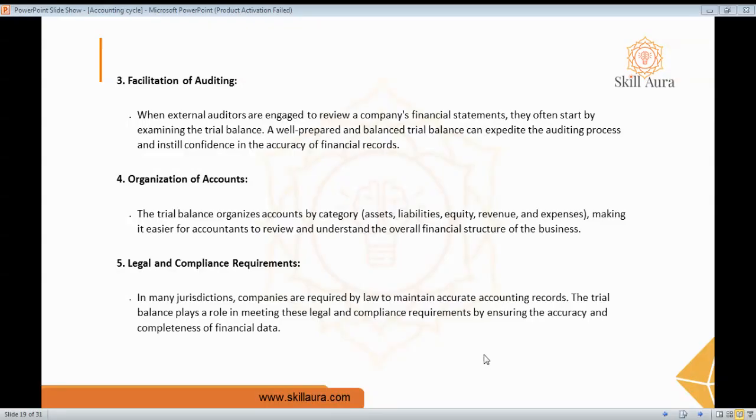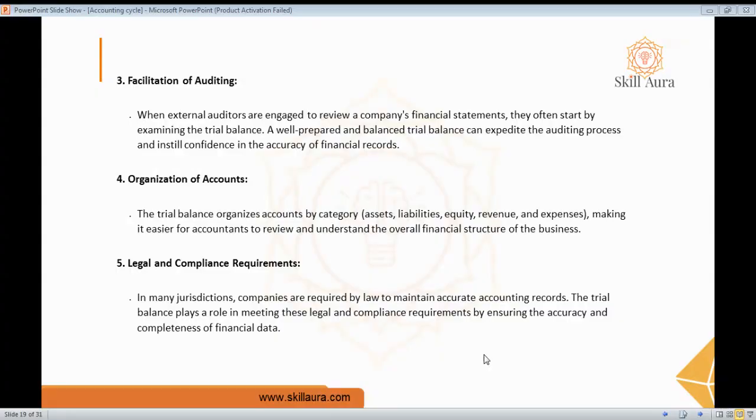The next one is organization of accounts. The trial balance organizes accounts by categories like asset, liability, equity, expenses, and revenues, which makes it easy for the accountant to review it and quickly understand the overall financial structure of the business. So you can know what is the position of the company, what is the performance, and overall the company.